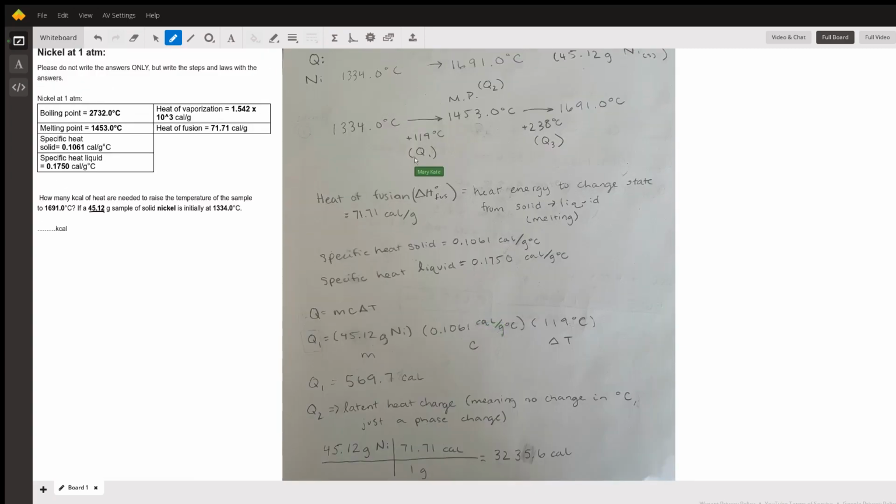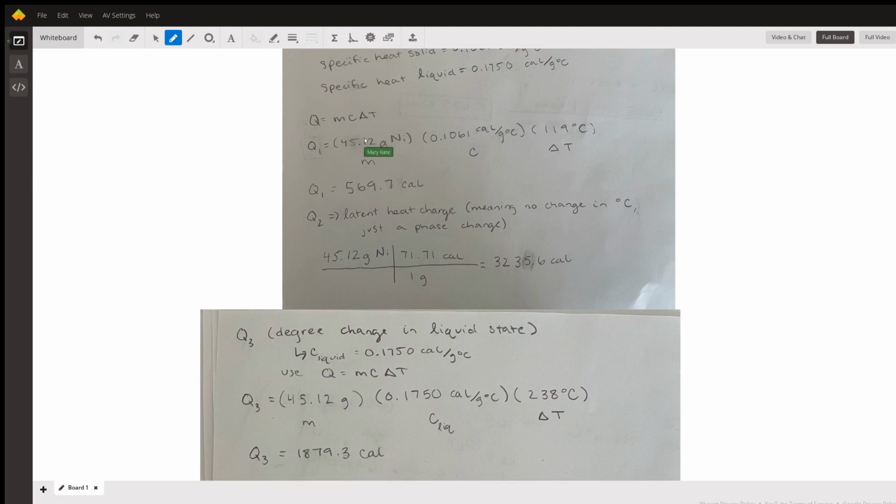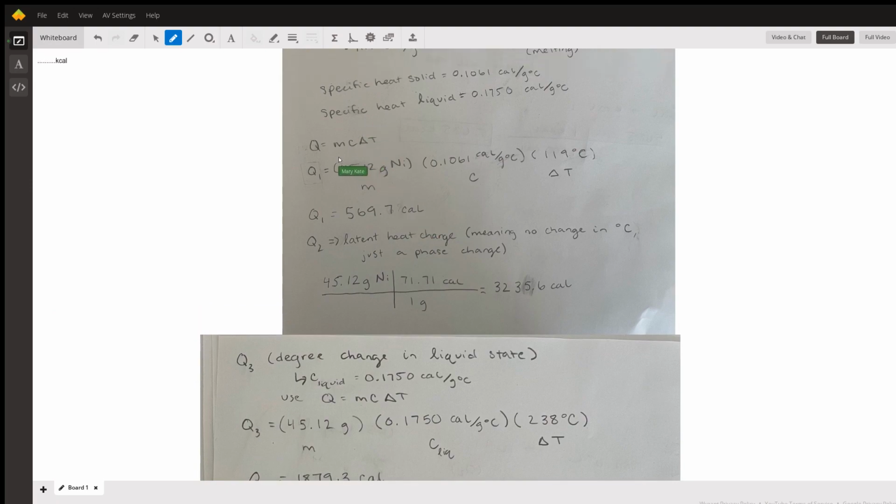So starting with our Q1, we're going to be using Q equals MCAT, or Q equals M for mass, C for specific heat, in this case solid, times our delta T, which is our change in temp. So for Q1, it's going to be equal to 45.12 grams of nickel, which is our mass, times 0.1061 calories per grams degrees Celsius, which is that specific heat solid, and then 119 degrees Celsius, which is that change of temp when we're in solid form.